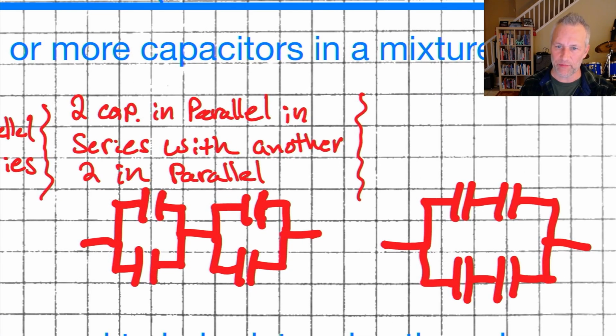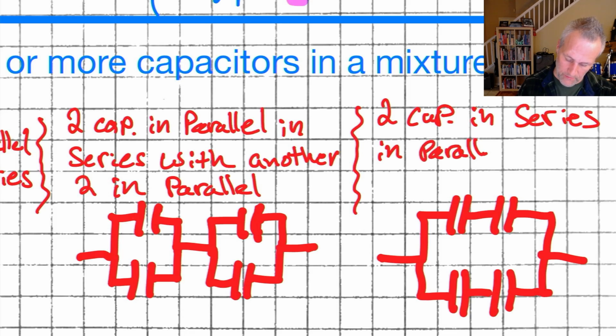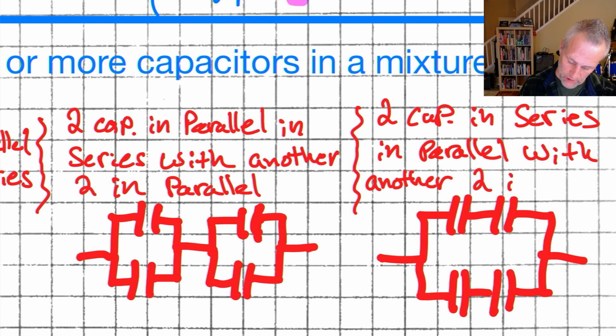And in this last example, what do we have? We have two capacitors in series in parallel with another two in series. Two in series in parallel with another two in series. Okay, so those are some of the ways that we would describe these capacitor arrangements.